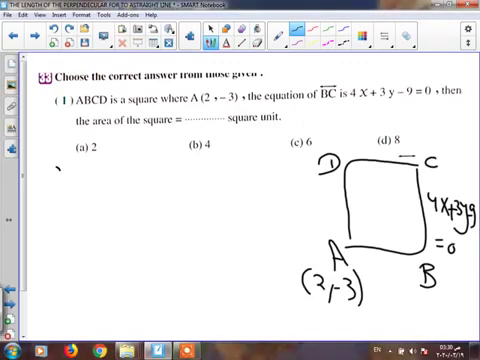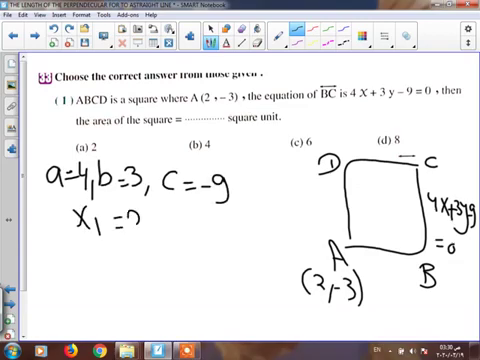So here A is going to be 4, B is going to be 3, and C is going to be -9, and also x1 is going to be 2 and y1 is going to be -3. In this case, you are going to find L using our rule, which is the absolute value of A x1 plus B y1 plus C over the square root of A power 2 plus B power 2, and you are going to have 4 length units.